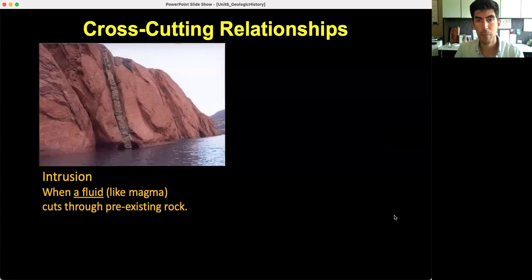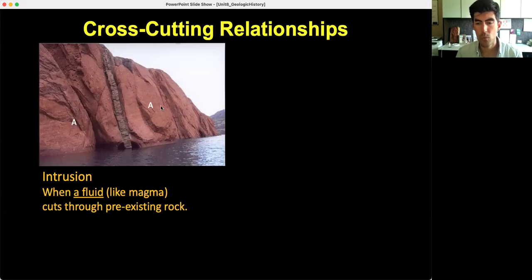The third type of principle is that of cross-cutting relationships. This one is going to have a variety of scenarios that we're going to talk about. First is the intrusion variety. Remember, an intrusion is magma moving through rock, breaking through or cutting through pre-existing rock. So we can take this red sandstone here, well, it's just labeled as rock A.